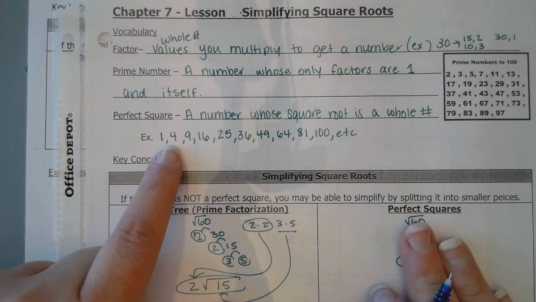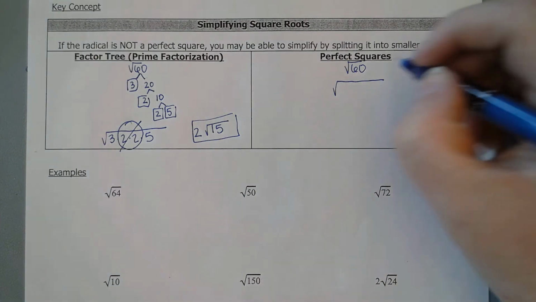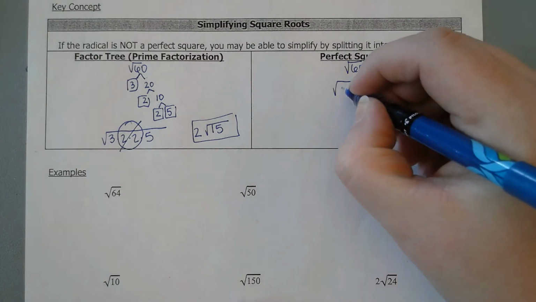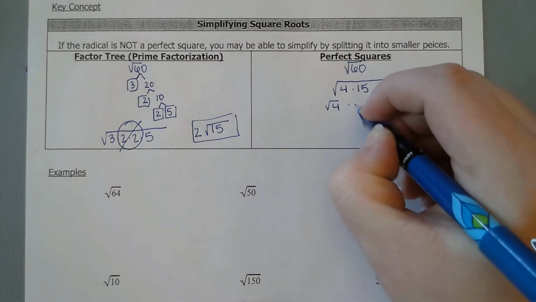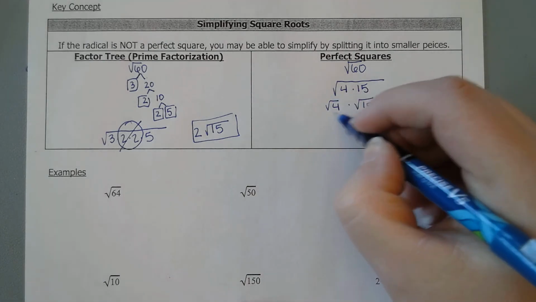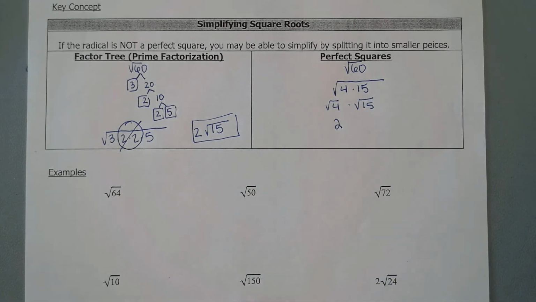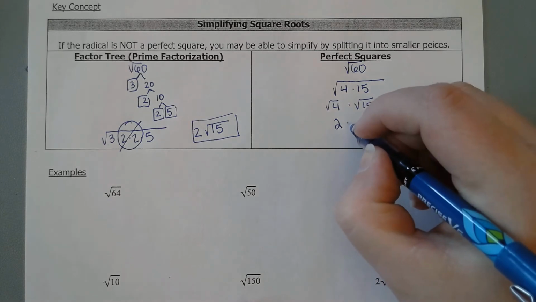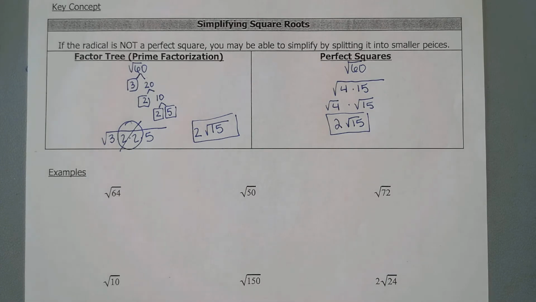So you can go through this. Is 60 divisible by 4? Is 60 divisible by 9? And go on and on until you find your perfect square. 60 is divisible by 4. 4 times 15. This gives me two separate square roots to look at. Square root of 4 times the square root of 15. Square root of 4 is easy, 2. Square root of 15 can't go any further. So it gets left as it is. Same answer, two different methods.